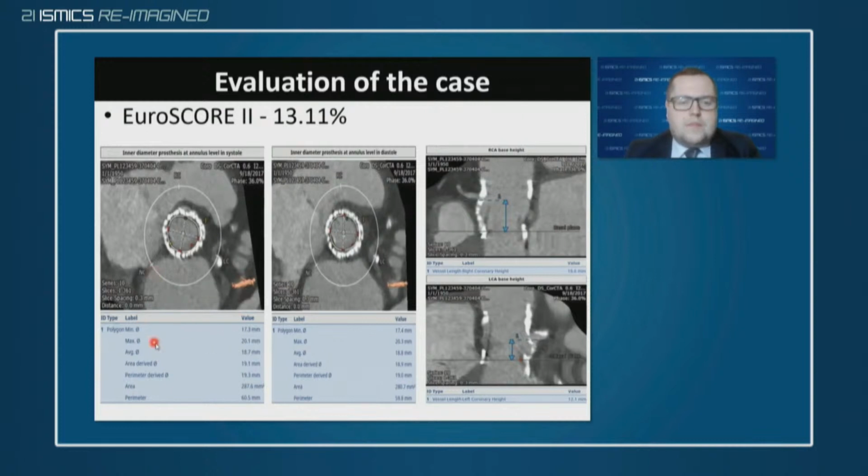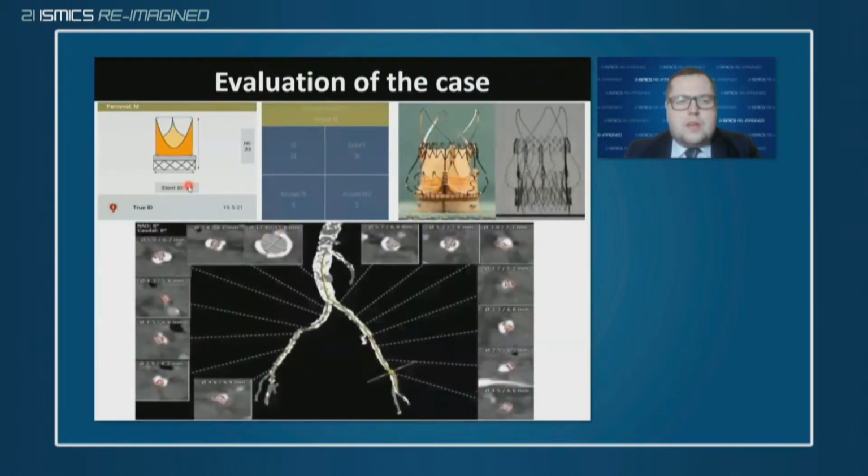The computed tomography showed a well-adapted Perceval S prosthesis with a perimeter-derived annulus of 90 mm. We use the valve-in-valve app to choose the optimal prosthesis for the patient. We chose the ACURATE neo S. Here you see the simulation of the implantation of this kind of valve into the Perceval S prosthesis.